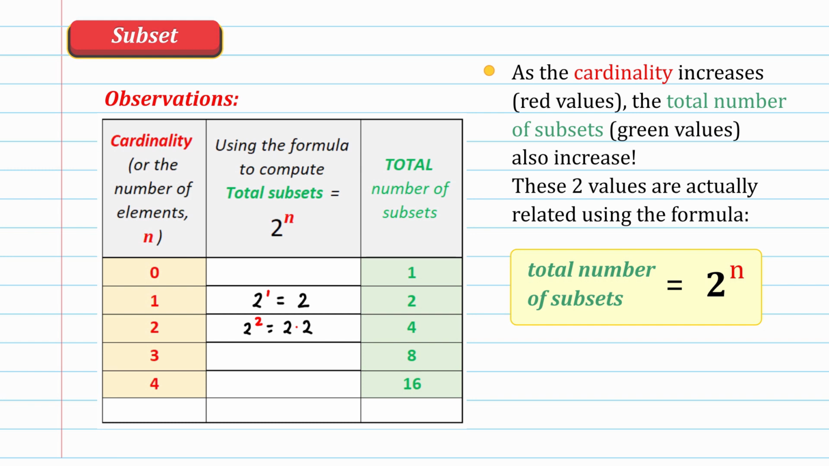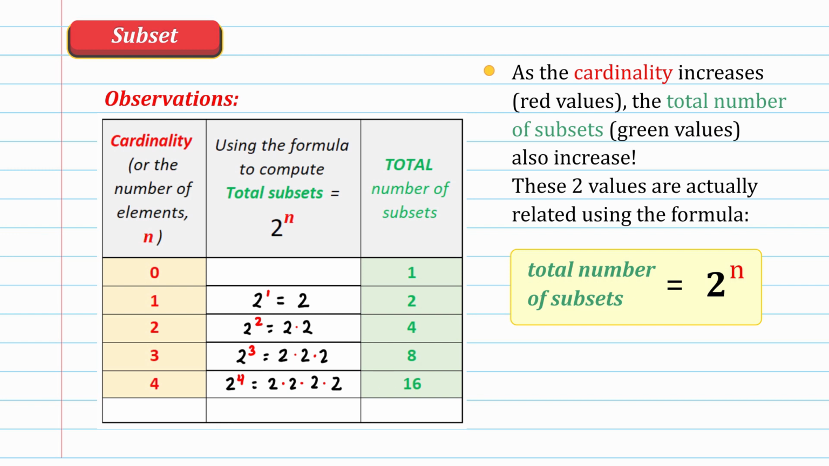Next, let's try 3. We have 2 raised to the n, or 2 raised to the third power, which means 2 times 2 times 2, which is of course equal to 8, again equal to the number of subsets from the previous table. Now let's try 4. 2 to the nth power is 2 to the fourth power, which is 2 times 2 times 2 times 2, which is equal to 16, again equal to what we have counted from the previous table.